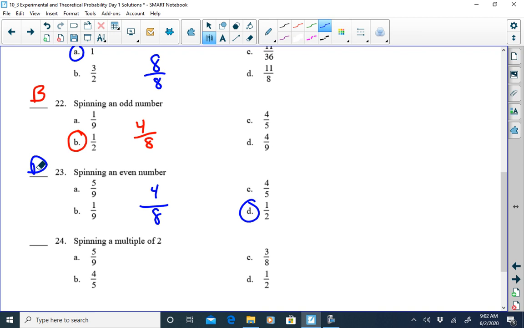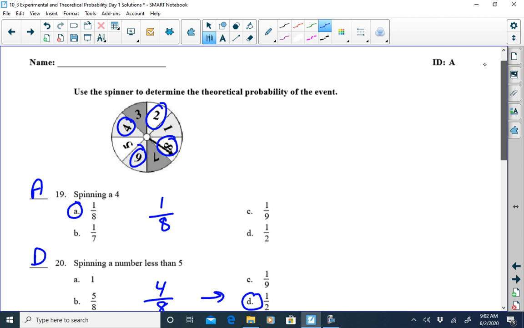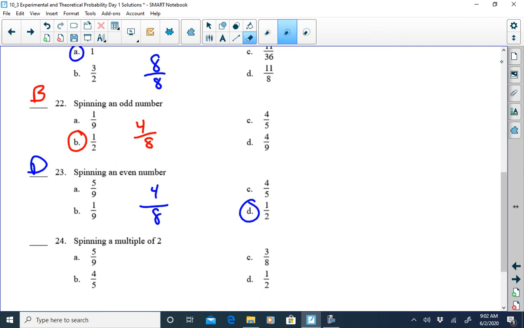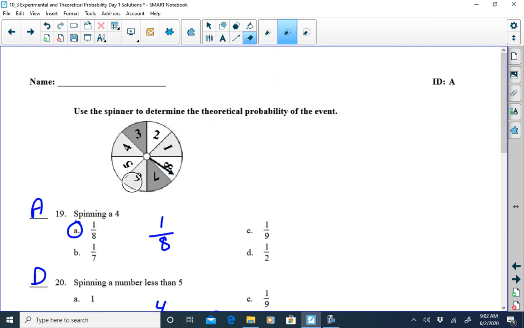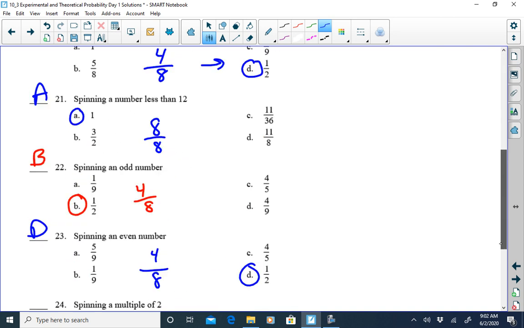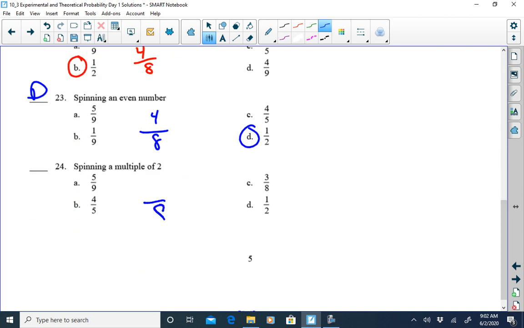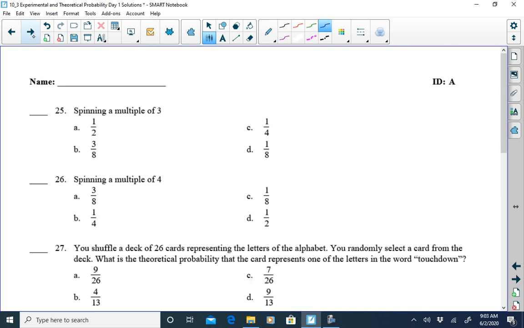Question 24, spinning a multiple of 2. Well, when we look at our spinner, our multiples of 2 are also going to be our even numbers. So we have 2, 4, 6, and 8 are our multiples of 2. So out of the 8 possible outcomes, 4 of the 8 outcomes are multiples of 2. So for question 24, we should have answer D, 1/2.